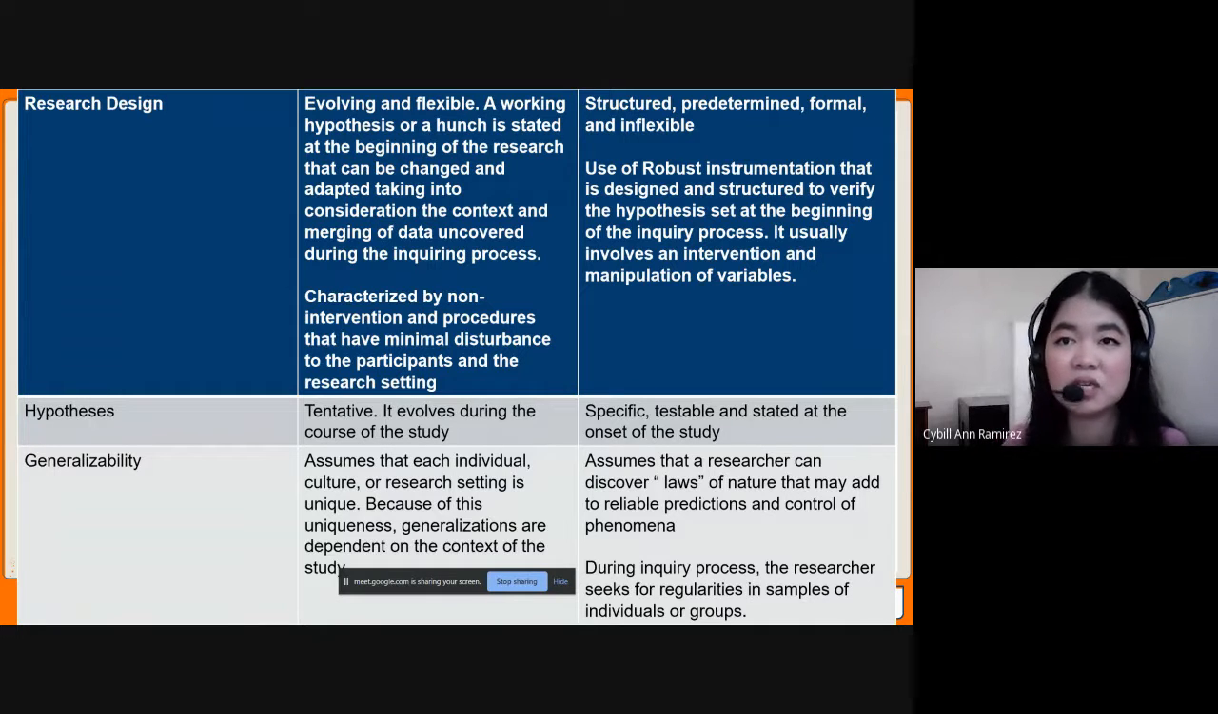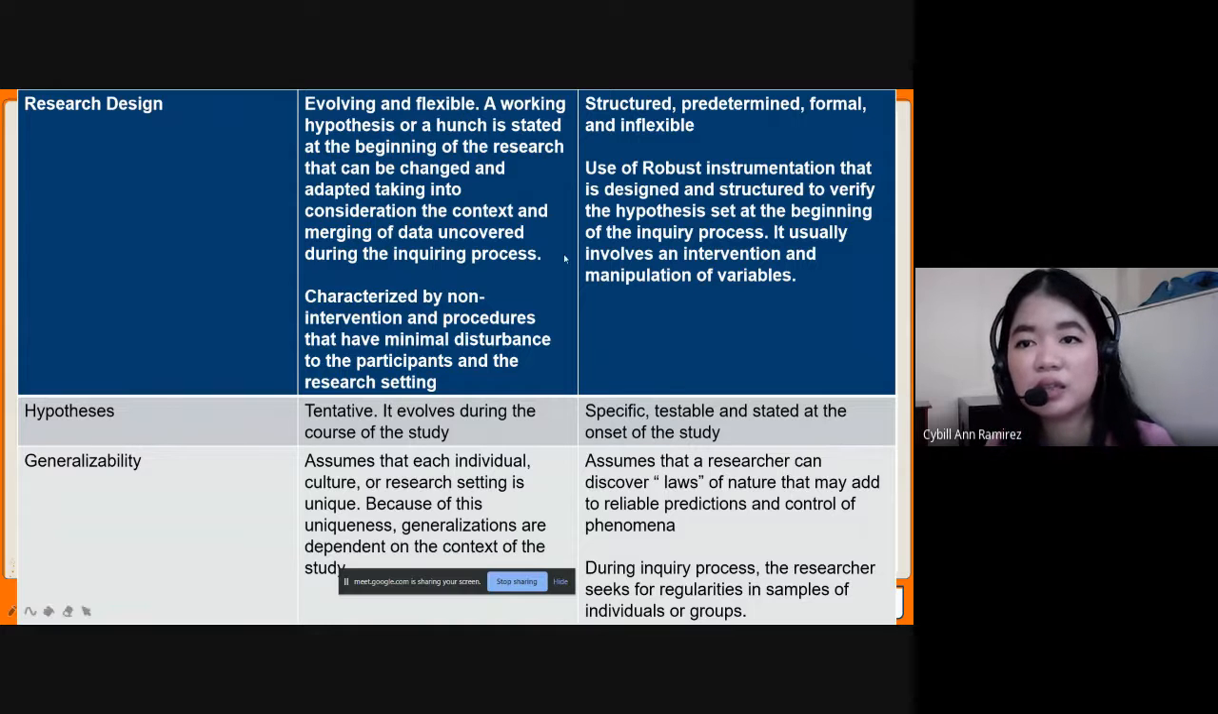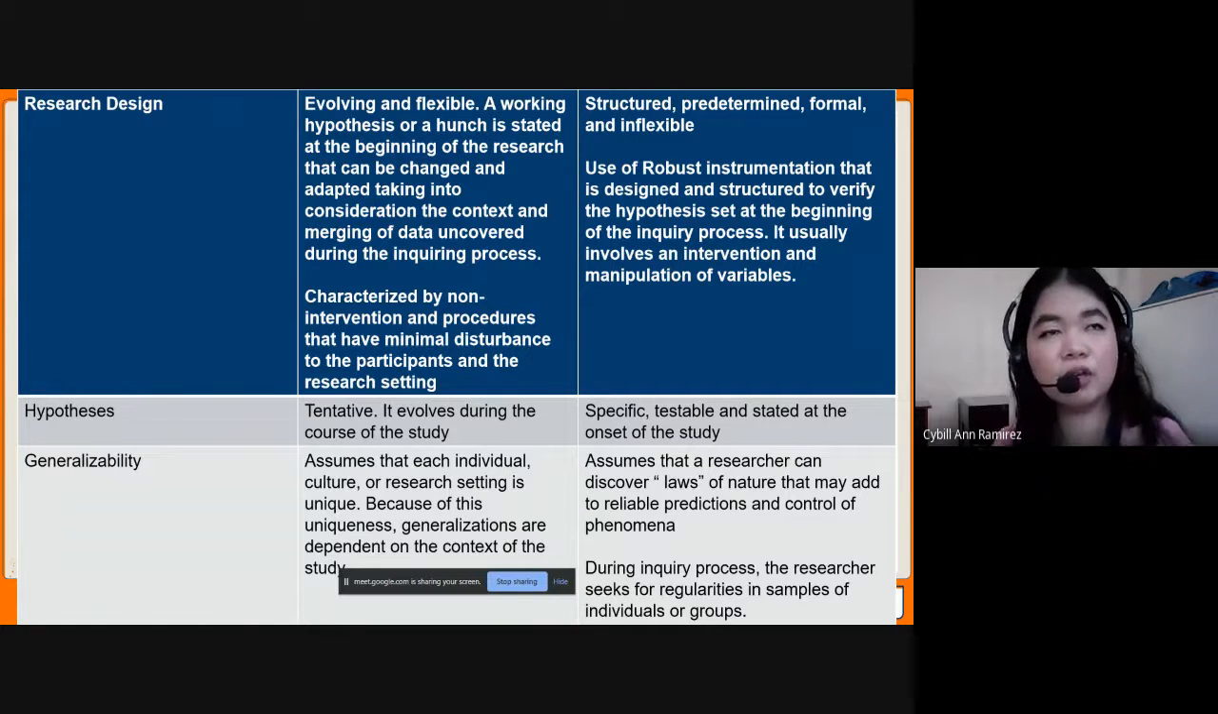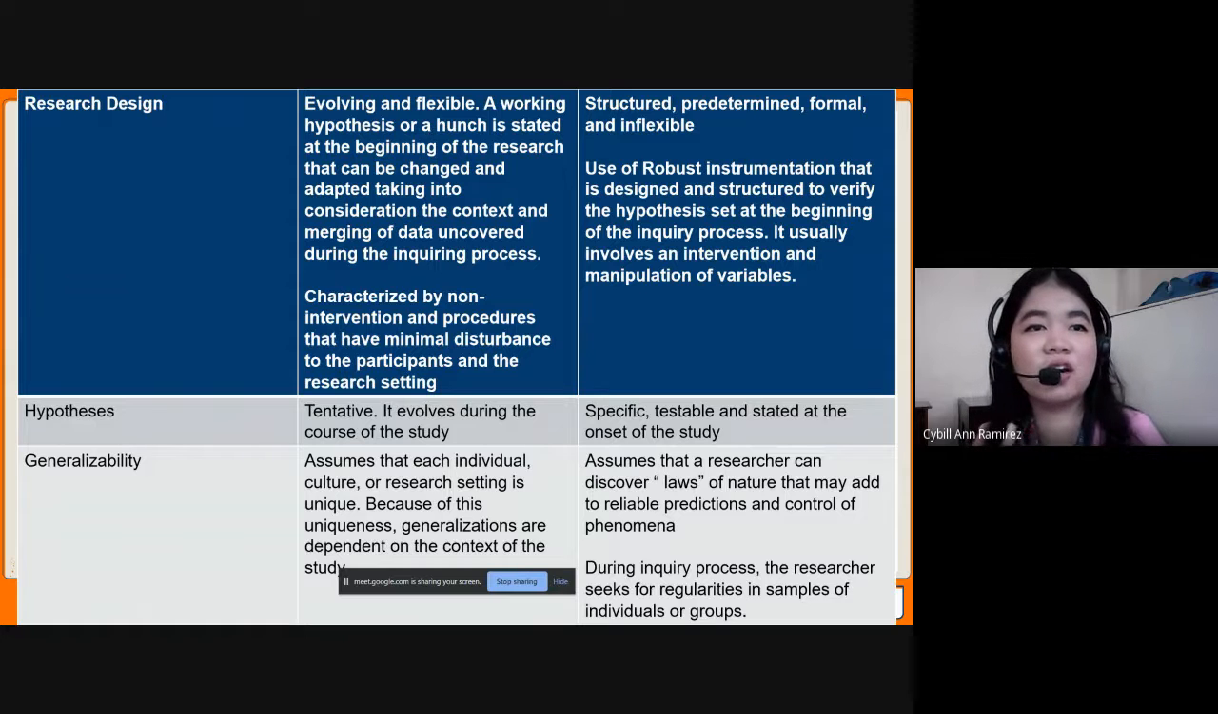It's the opposite in quantitative: you need to read the review of related literature first to have an idea where to start, what kind of title you would like to pursue, and what kind of problems you would like to present in your statement of the problem. So that's okay there, but in qualitative it's not, and it's evolving. Take for example, why is the research design evolving?